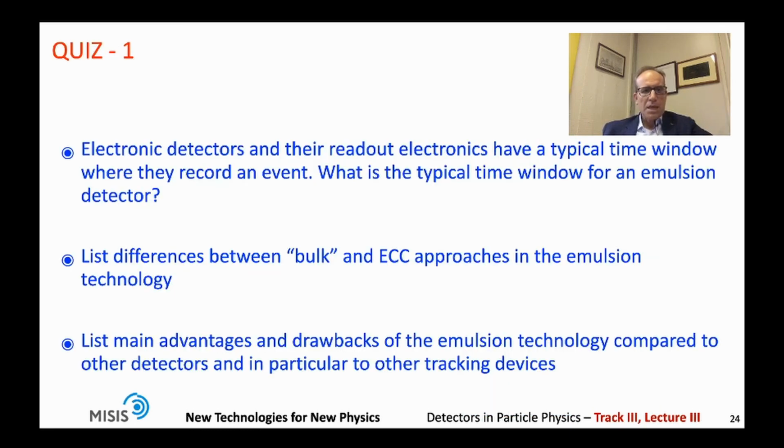This is the full reconstruction of the event, published in 2002, and this was my PhD thesis. So I leave you here with just a few questions to check the main messages given in the first module.